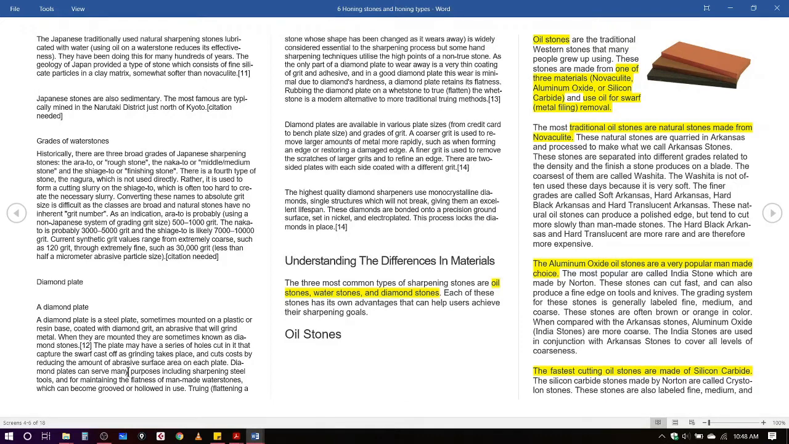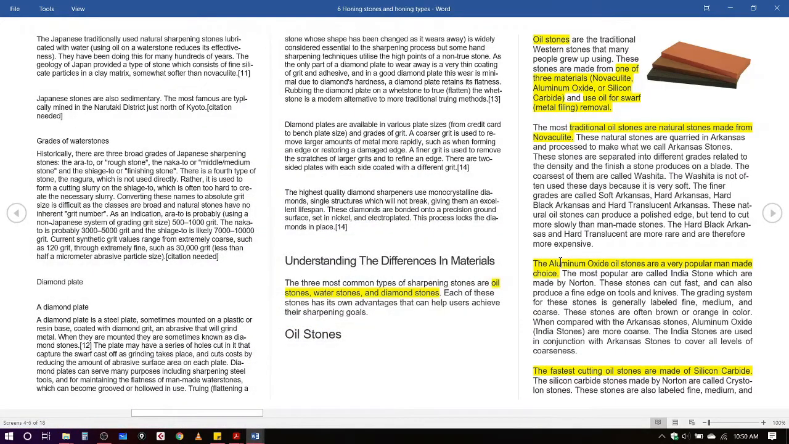Let us discuss each of them one by one. Oil stones are traditionally used Western honing stones. They are made up of one of these three materials: novaculite, aluminum oxide, or silicon carbide. And oil stones are usually used along with oil supply because this supply of oil is used to remove the swarf or the excess material in the form of chips.